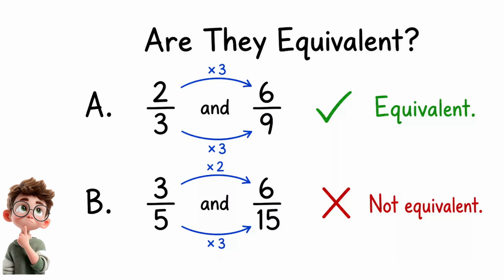For the second pair, 3 was multiplied by 2 to get 6, but 5 was multiplied by 3 to get 15. The same operation was not used for both parts, so these fractions are not equivalent.